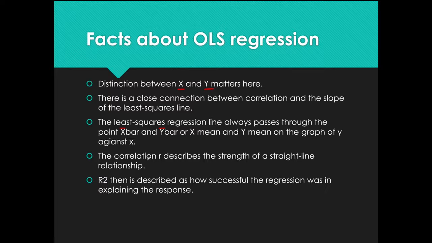Okay. The correlation coefficient, R, describes the strength of a straight line relationship, and R squared is then described as how successful the regression was in explaining the dependent variable, or the response variable.